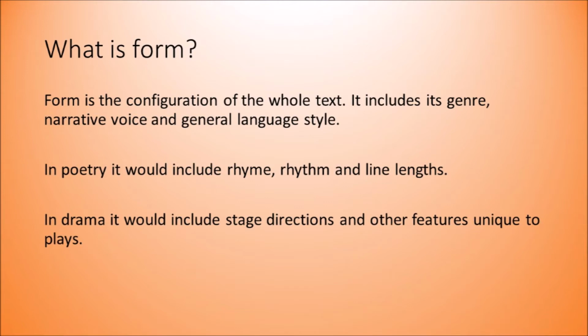Now, in poetry, you can see this quite easily. The rhyme, the rhythm, the line lengths are all part of the form. Individual examples of rhyme or rhythm or line lengths might be structure, but the overall package is form. In drama, it's going to be those features that are unique to plays, like stage directions, lighting, entrances and exits, that kind of thing. And in prose fiction, like Great Expectations, it's going to include the genre.